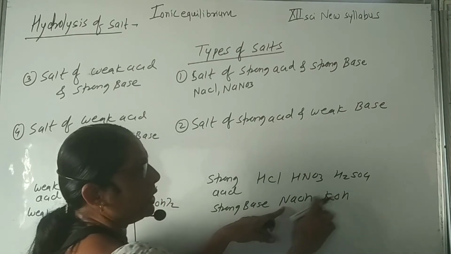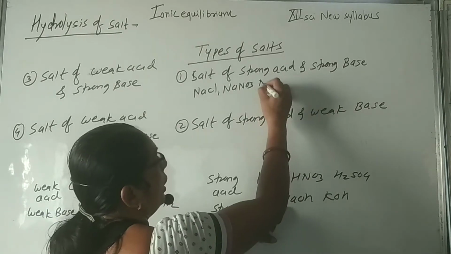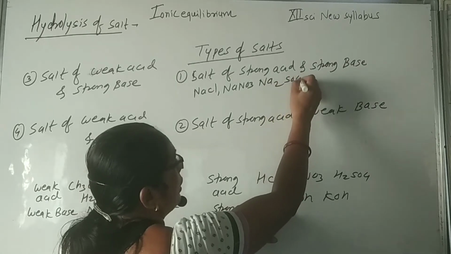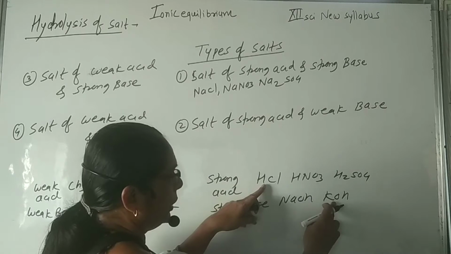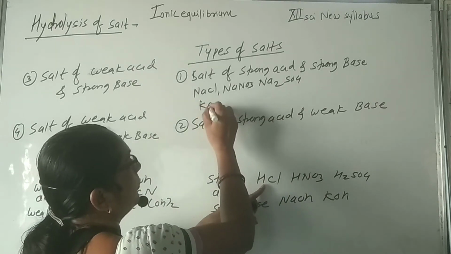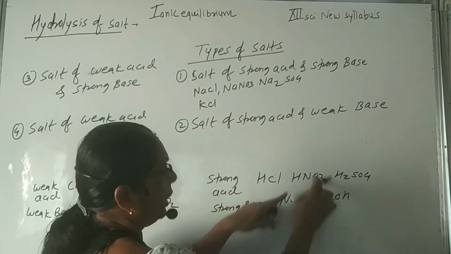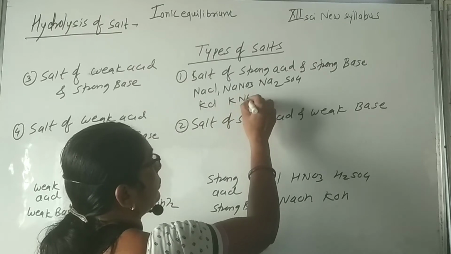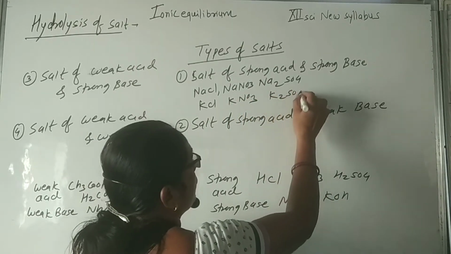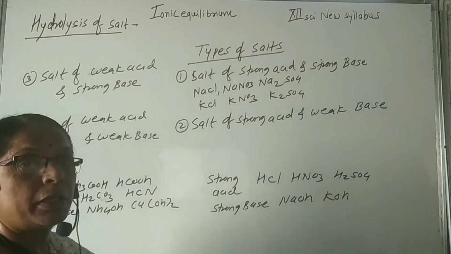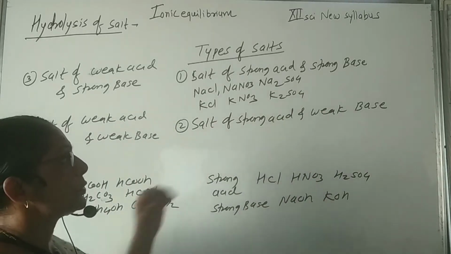Similarly, NaOH reacted with H2SO4 gives Na2SO4. There are two hydrogens, and in place of the two hydrogens there are two sodiums. Similarly, KCl, KNO3, and the next one is K2SO4. In this way, we can prepare examples of salts of strong acid and strong base.